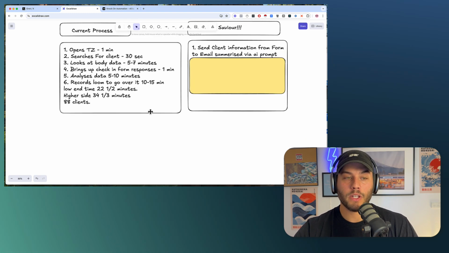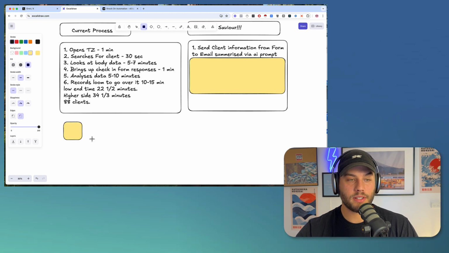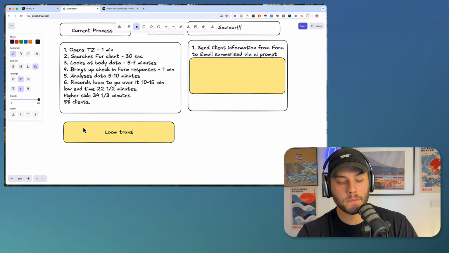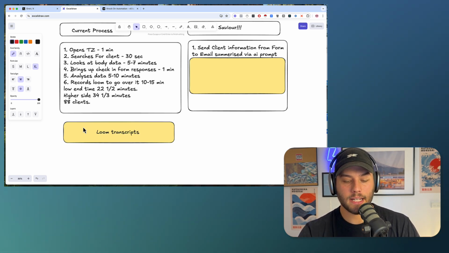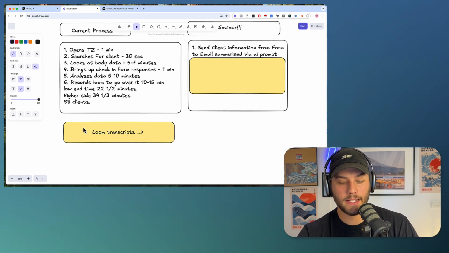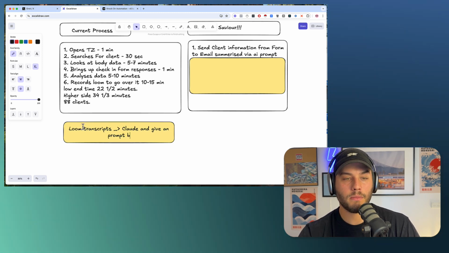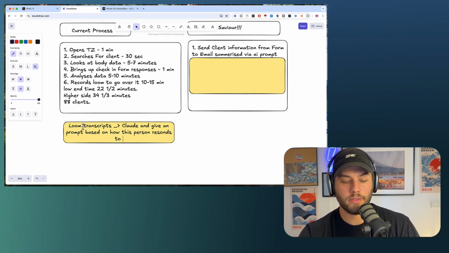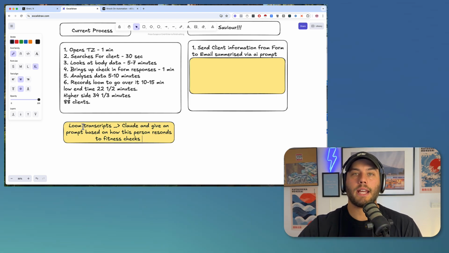Now, what we did was I'm going to show you this little process here. We looked at the client's Looms. So we took their Loom transcripts, and we fed them into Claude and said, give us a prompt based on how this person responds to fitness check-ins, right? And what that did, it gave us a very long prompt of how this person addresses each point.